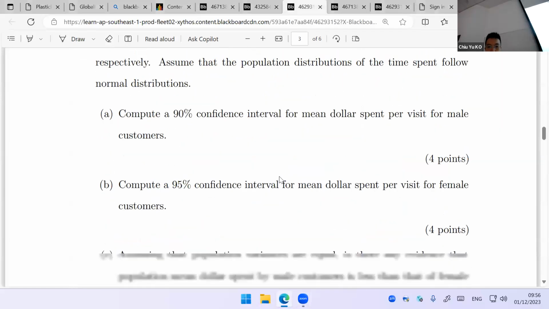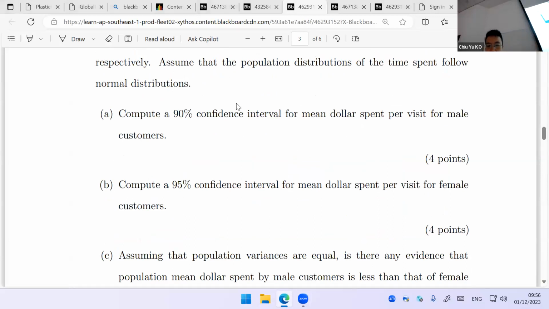The next part is we want to calculate the 95% confidence interval for female. That is not something super complicated.